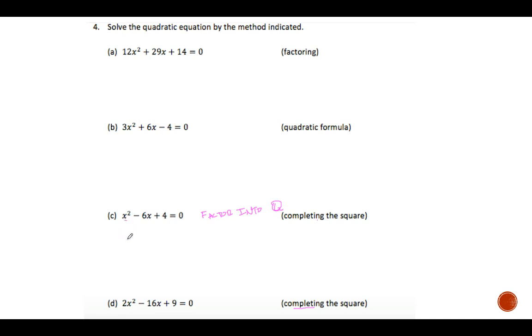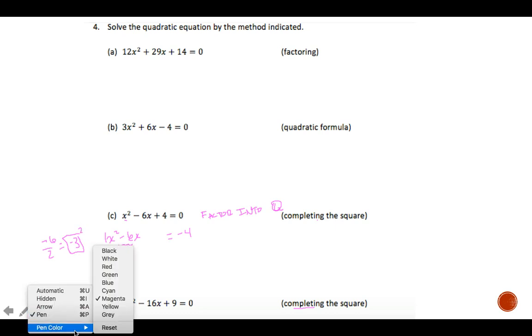Some people like to work all on the left side. I like to work on the right side, where I move the 4 over out of my way. And then I make sure I have a leading coefficient of 1. I divide the middle term by 2, I get -3. I square that and I get +9.